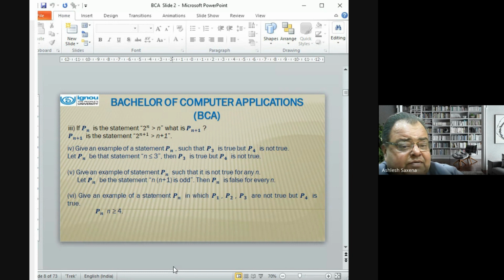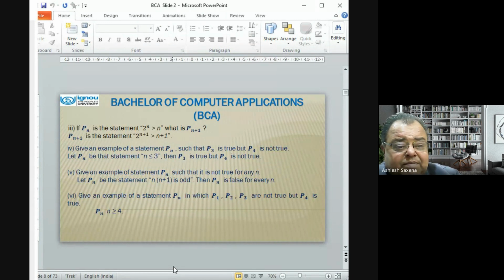Give an example of statement Pn such that it is not true for any n. Let Pn be the statement, that is n into n plus 1 is odd. Now you can see whether that is odd or not for all numbers of n. If you keep n equal to 1, you will get 2. If you keep 2, you are going to get 6.